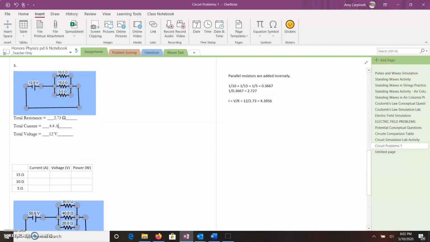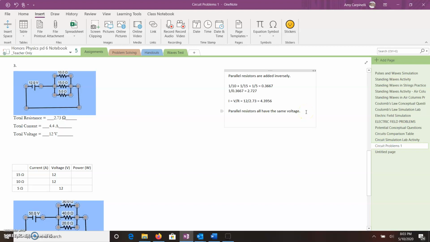Okay, now I'm going to start to fill in my chart. Resistors in parallel, or parallel circuits, I should say, all have the same voltage. Okay? Which is whatever the voltage of the battery is. So this is 12, that's 12, and that's 12. That's the thing about parallel. They look a lot scarier, but they're really a lot easier.